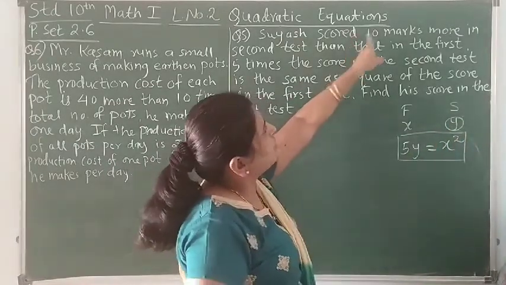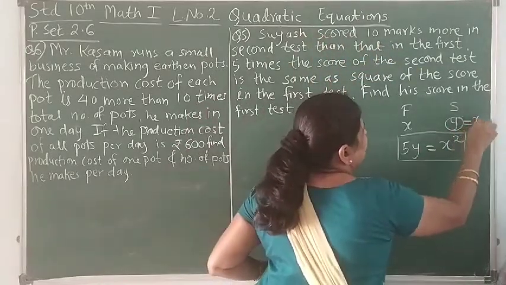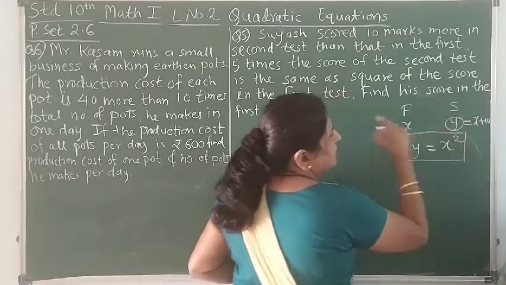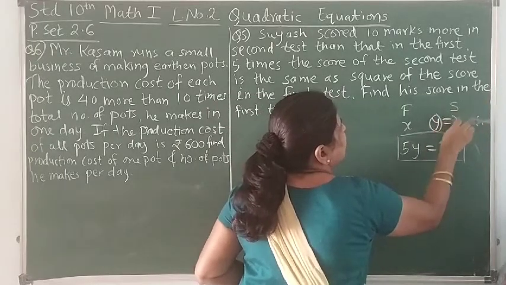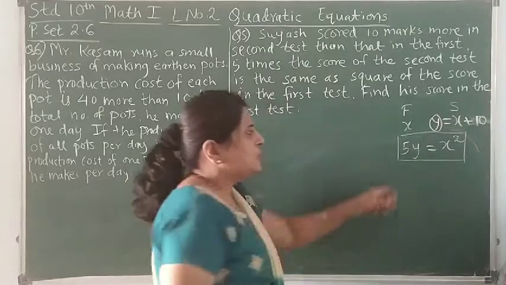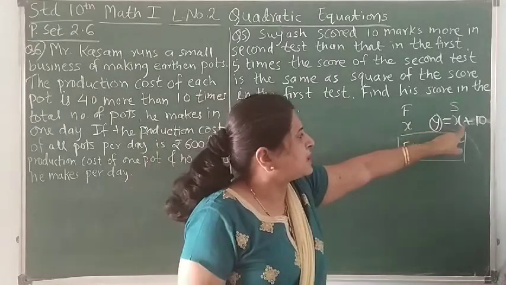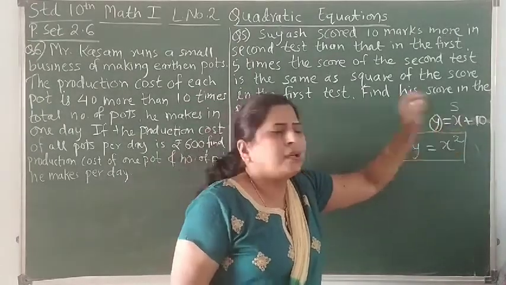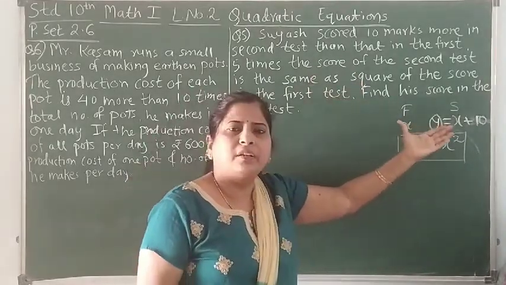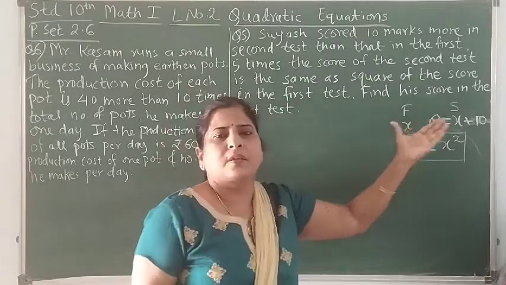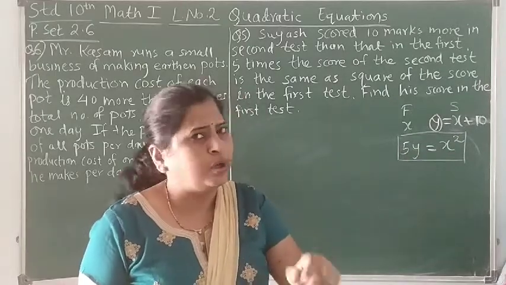The mark score in the second test is 10 more than the first test. So this y is what? 10 more than the first test. So instead of writing y, we can replace it by x plus 10. So if we have taken the mark score in the first test to be x, the mark score in the second test, instead of y, we will now take x plus 10. If we read and understand it and check whether the degree of the equations we are going to get is either 1 or 2, then we can decide whether we have to take one variable or two variables.